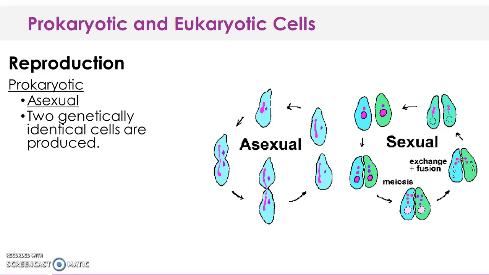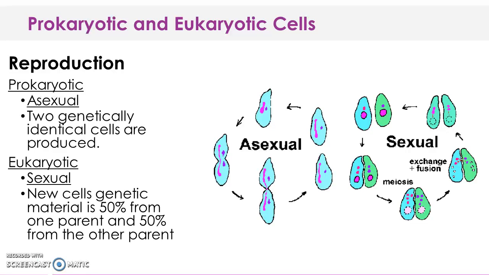Reproduction was also one of the major differences. Prokaryotic cells reproduce asexually, which means two genetically identical cells are produced from one original cell. It does not need a mate. Whereas in eukaryotic cells, they reproduce sexually, so there needs to be more than one cell. New cells' genetic material is 50% from one parent and 50% from the other parent.